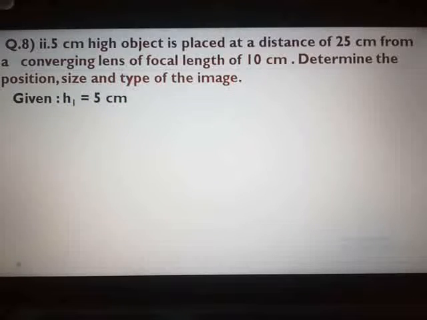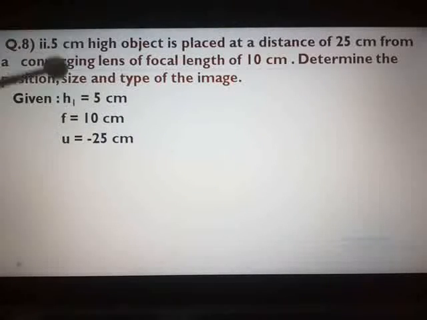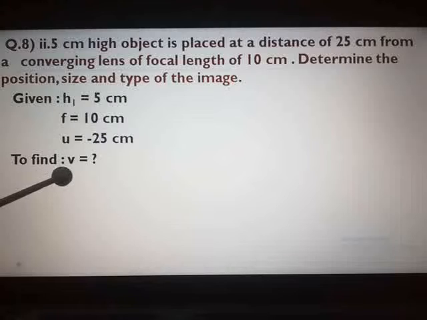So first we will write given: h1, that is height of the object, is 5 centimeter. Focal length you are going to take positive because it is a converging lens. It is a convex lens. You have studied the properties. The focal length of a convex lens is positive, of a concave lens is negative. Object distance u is always negative. Always you are going to take u as negative. Next, now what to find out? v, that is the image distance, h2, size of the image, and then you are going to determine its nature.